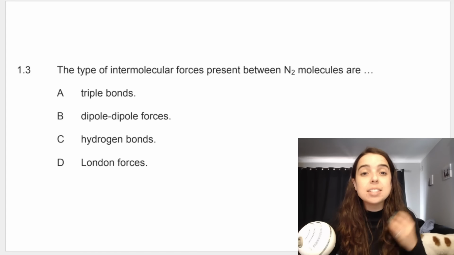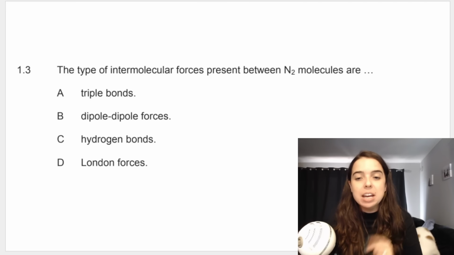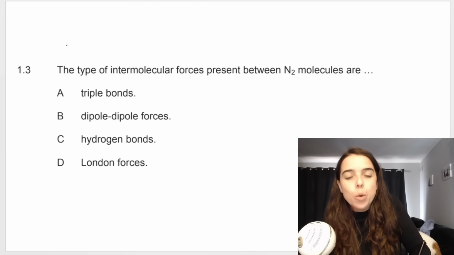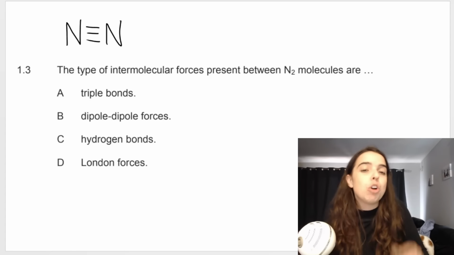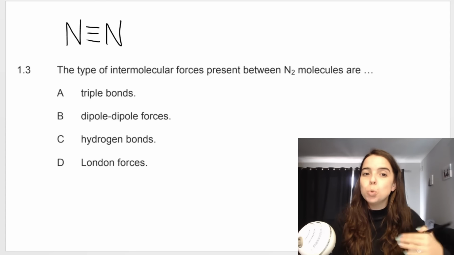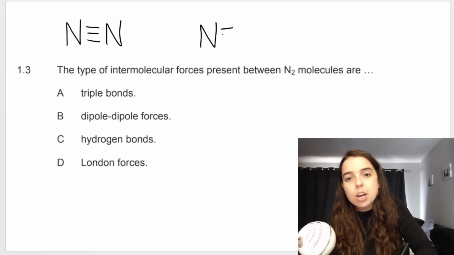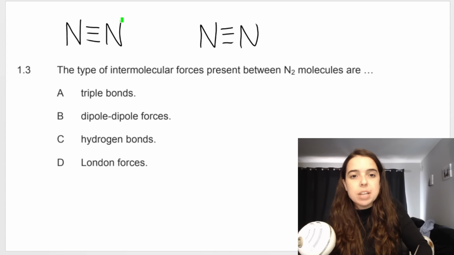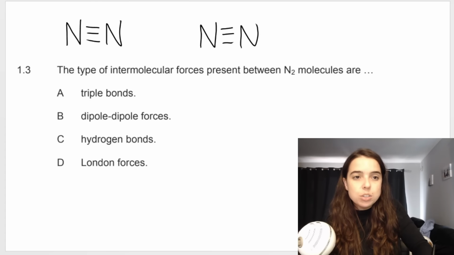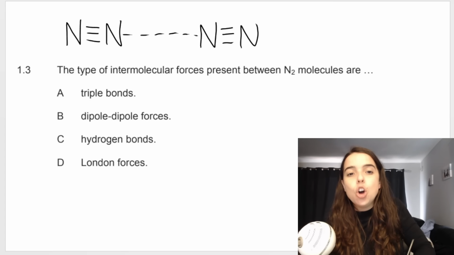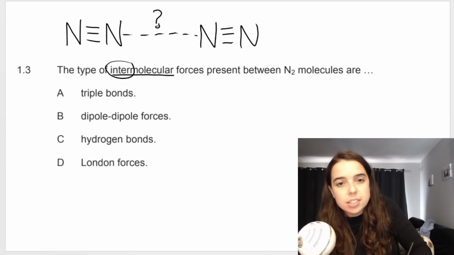This question says, what is the type of intermolecular forces present between N2 molecules? Now, you should know that N2, it's diatomic, which means it's a nitrogen bonded to a nitrogen. It's actually a triple bond. Now, if you go back to my Lewis dot diagram videos on multiple bonds, you will see why this is a triple bond. But essentially what this question is asking, it's basically saying if I have 2 nitrogen molecules, so this represents one nitrogen molecule, that's another nitrogen molecule. They are attracted to each other by an intermolecular force. Remember, intermolecular is between molecules. So they want to know what this is, okay?